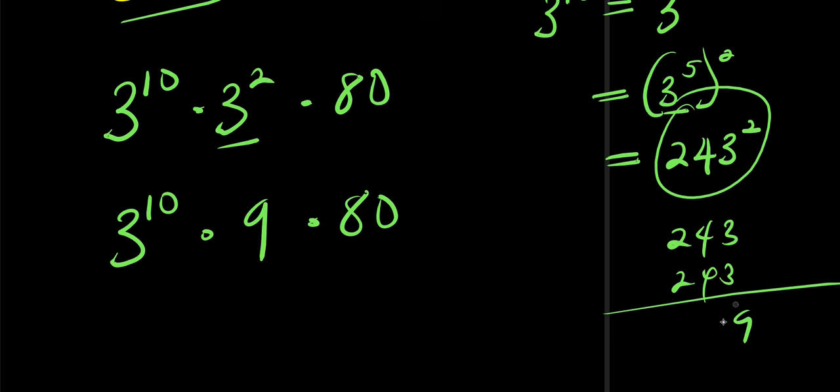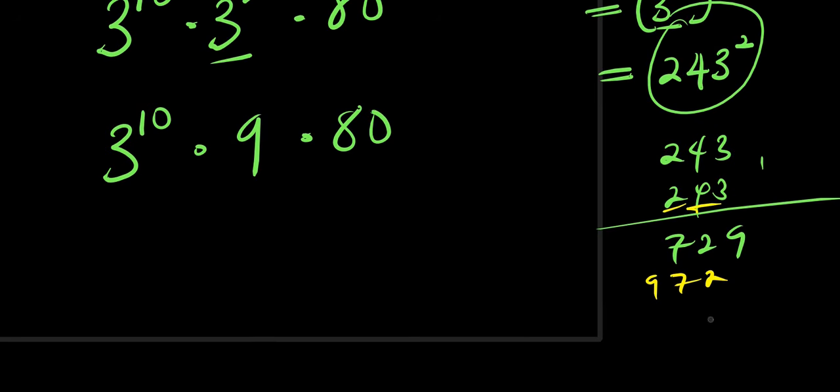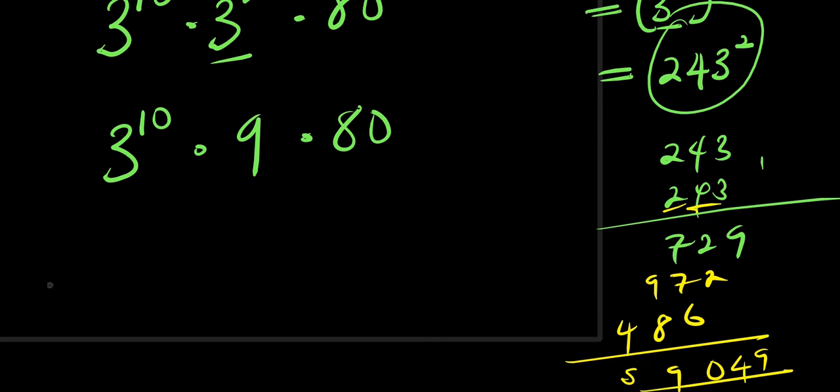So from here, 3 times 3, 9. 3 times 4, 12, 2 carry over 1. 3 times 2, 6 plus 1, 7. Then 4 times 3, 12, 2 carry over 1. 4 times 4, 16 plus 1, 17, 7 carry over 1. 4 times 2, 8, 8 plus 1, 9. Then 2 times 3, 6, 2 times 4, 8, 2 times 2, 4. You add up: 9, 4, this is 20, 0 carry over 2. Add here, 11 plus 8, 19, 9 carry over 1. Add here, 5. This is 59,049, and 9 times 9 times 80.